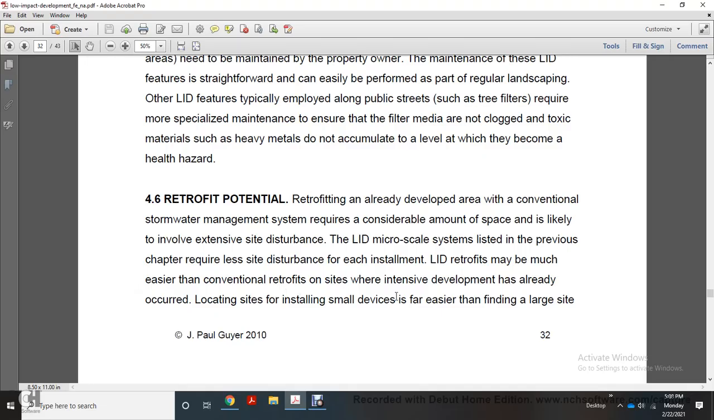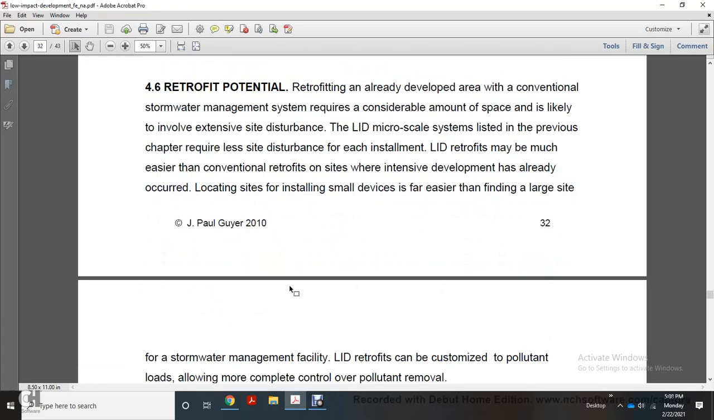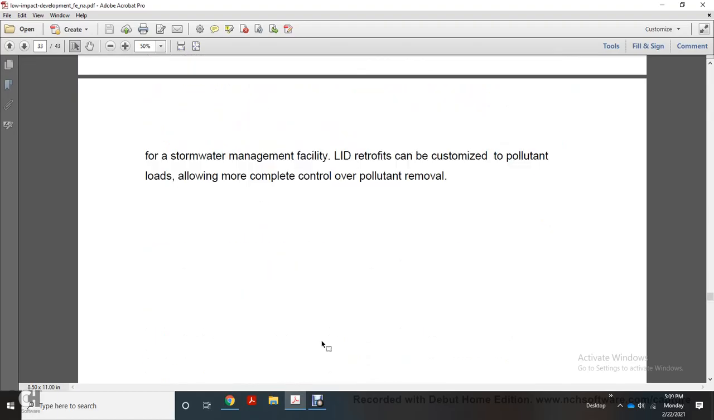Locating sites for installing small devices is far easier than finding a large site for a stormwater management facility. Low-impact development retrofits can be customized to pollutant inlet loads, allowing more complete control over the pollutant removal.